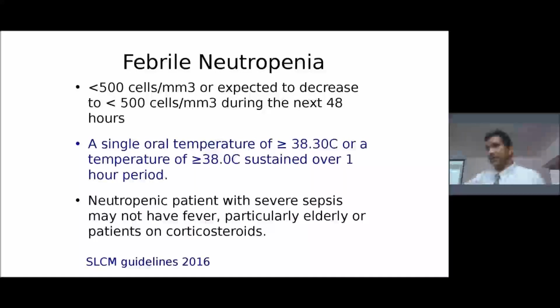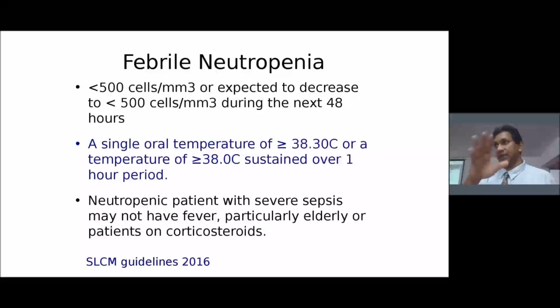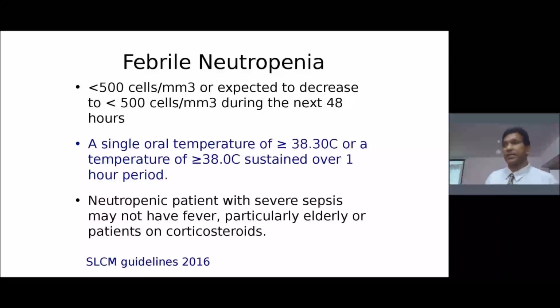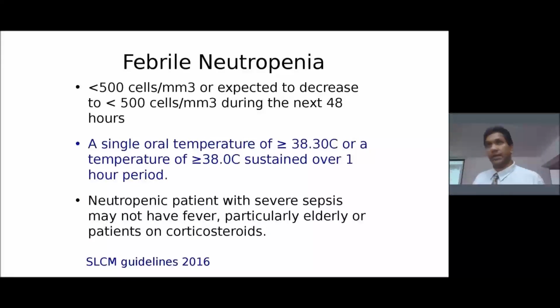900 or 800 today. 2 days ago, it was 1,500. Chemotherapy was given last week, right? So you're expecting this to come down to less than 500 by tomorrow or the day after. Again, you have to classify this patient as febrile neutropenia if you have a single oral temperature of 38.3 or more centigrade, okay? Or a temperature of 38 which is sustained over an hour, right?